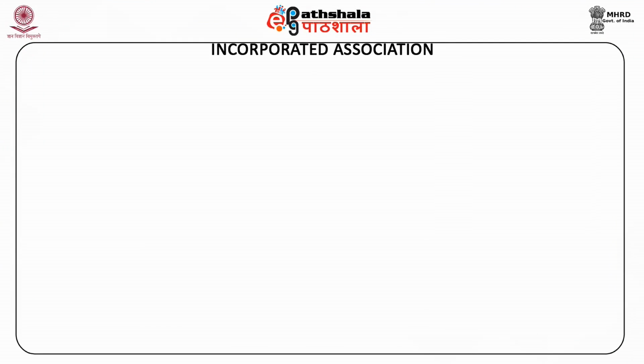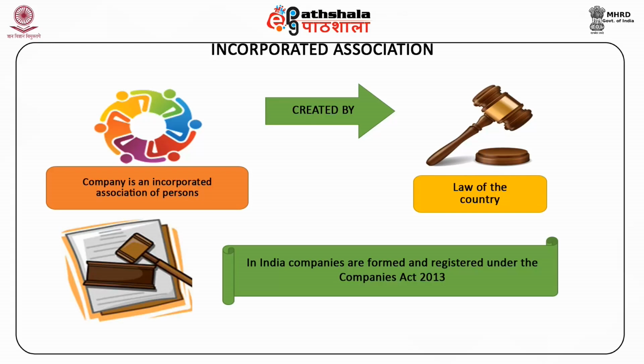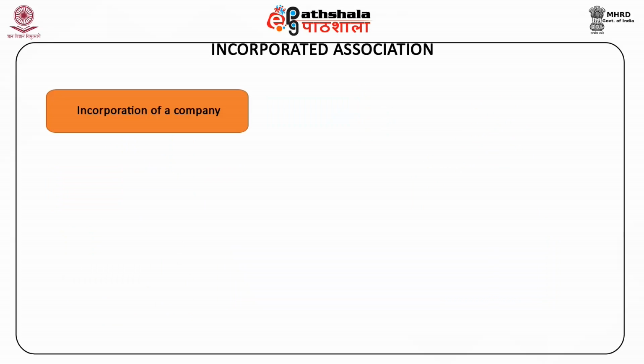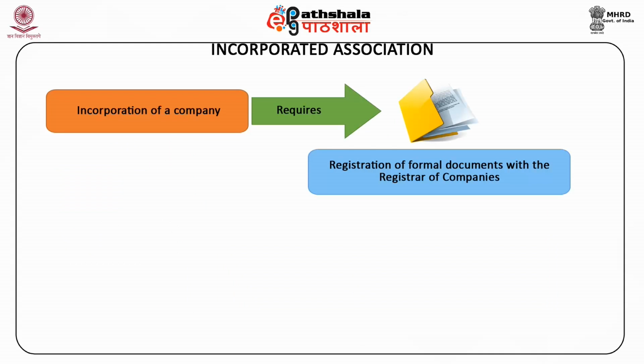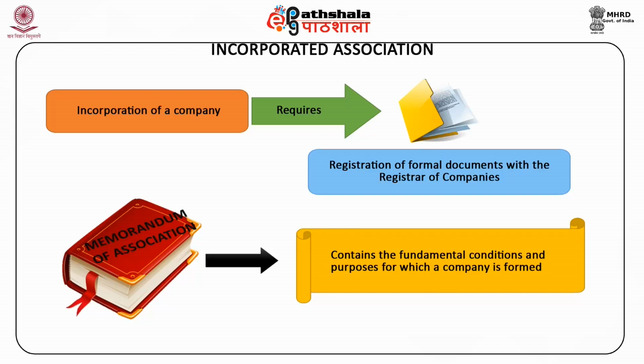We shall now focus on features of a company. Incorporated association. A company is an incorporated association of persons created by the law of the country. In India, companies are formed and registered under the Companies Act 2013, previously under the Act of 1956. Incorporation of a company requires registration of formal documents with the Registrar of Companies. The Memorandum of Association is an important document which contains the fundamental conditions and purposes for which a company is formed. In fact, a company does not have its existence beyond its Memorandum of Association.